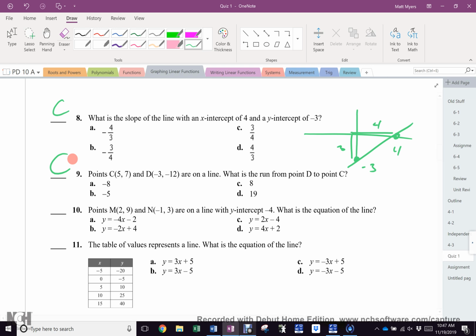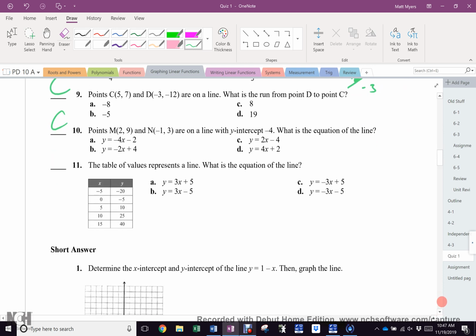Number 10. What is the equation of that line? Well, it's got a y-intercept of -4. So it has to be, which one? C. You didn't even need to do any more work, did you? Because the y-intercept was -4. Only one of these has a y-intercept of -4.